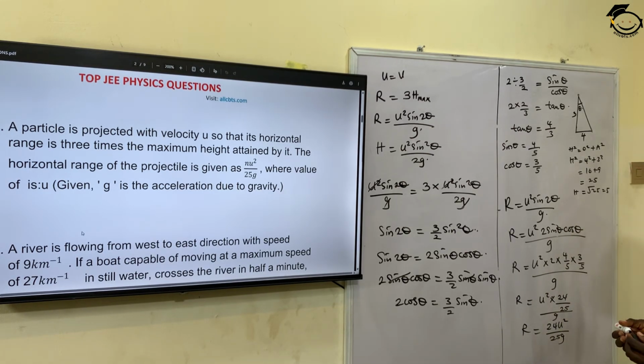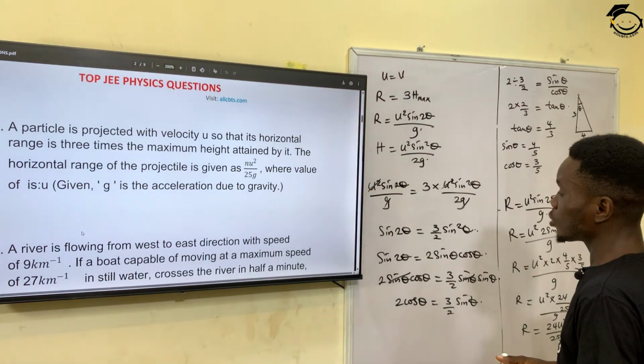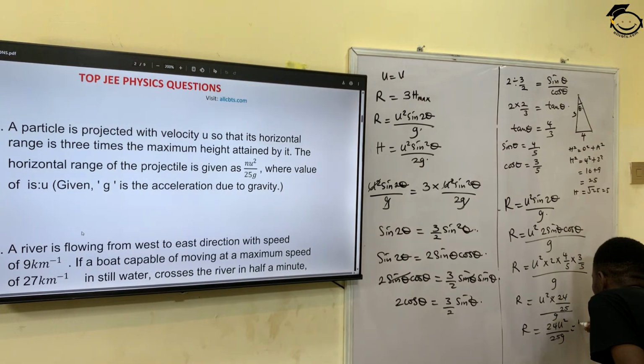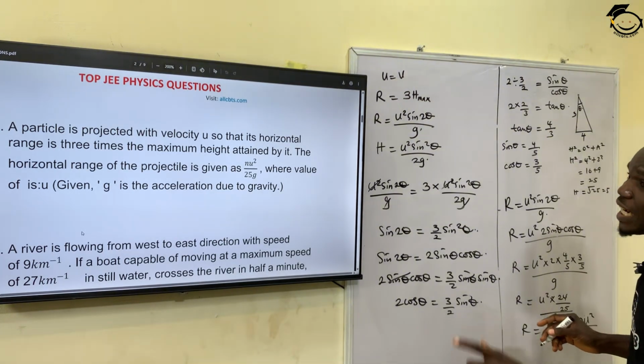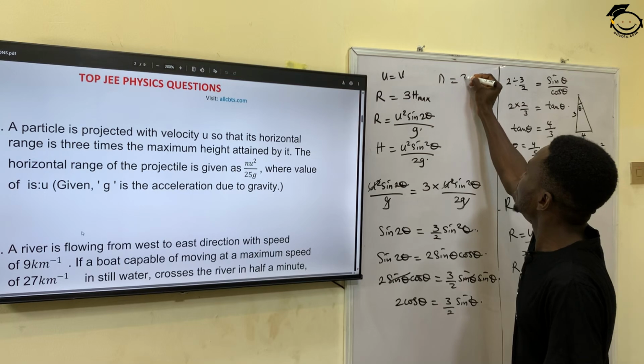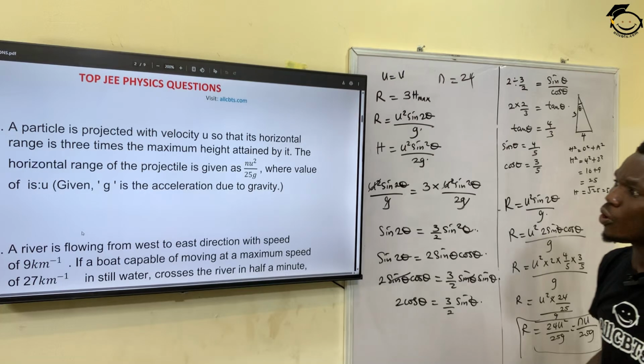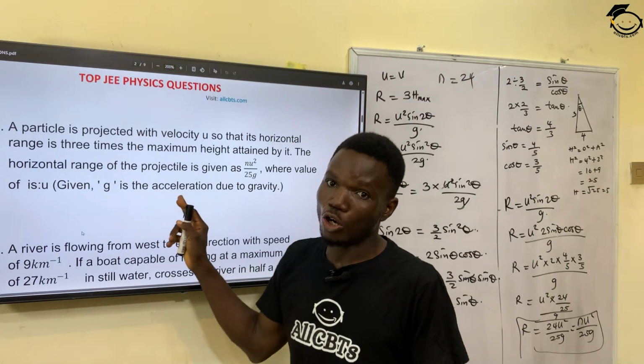So looking back at what we have, if we compare this to the original equation where they told us that our range is supposed to give us n u squared over 25g, if I equate this, n u squared over 25g, automatically it means that the value for our n, which we are asked to look for, is supposed to give me 24 with this comparison. So that is the final answer to question number 4.